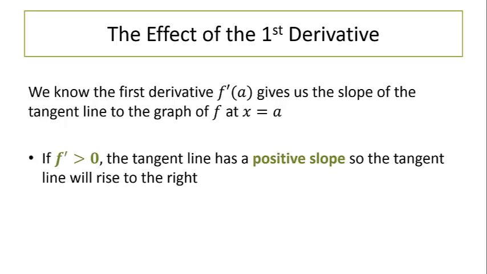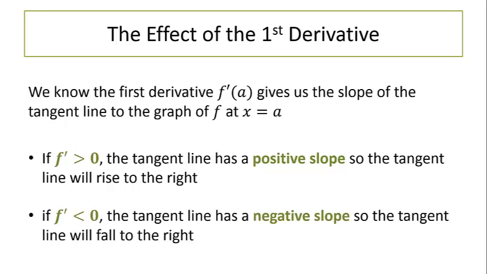Therefore, if f prime is positive, then the tangent line has a positive slope, so the tangent line will rise to the right. Similarly, if f prime is negative, then the tangent line has a negative slope, and so the tangent line will fall to the right.